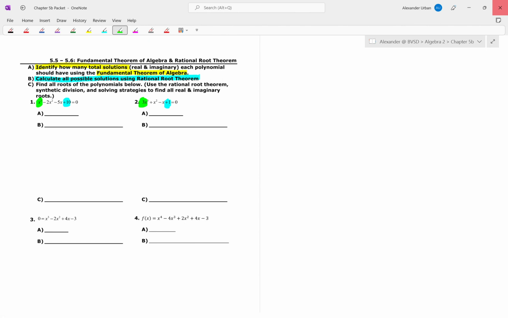And then C, I want you to find all the possible roots. You're going to have to use different strategies: rational root theorem, synthetic division, factoring by grouping, quadratic formula. There's lots of different ways to do this, and that's what makes this Algebra 2.